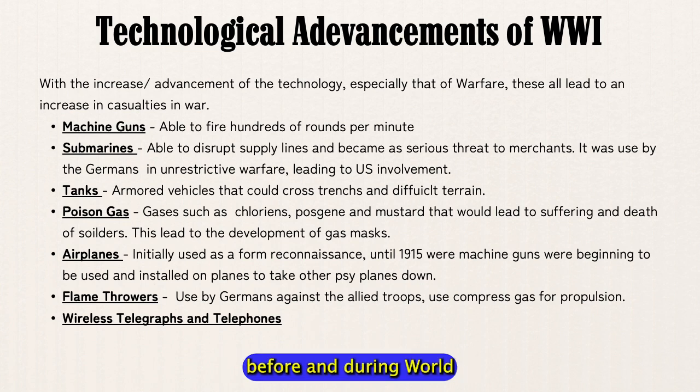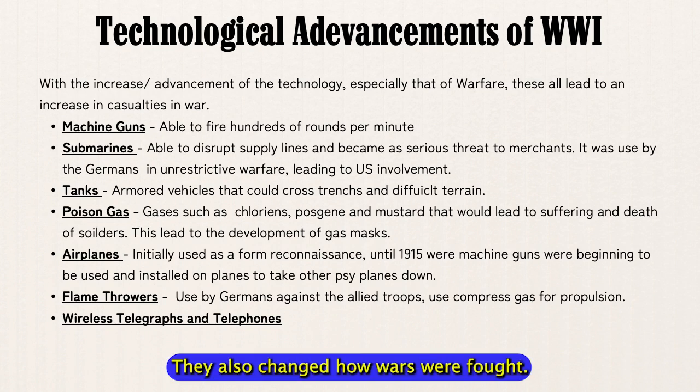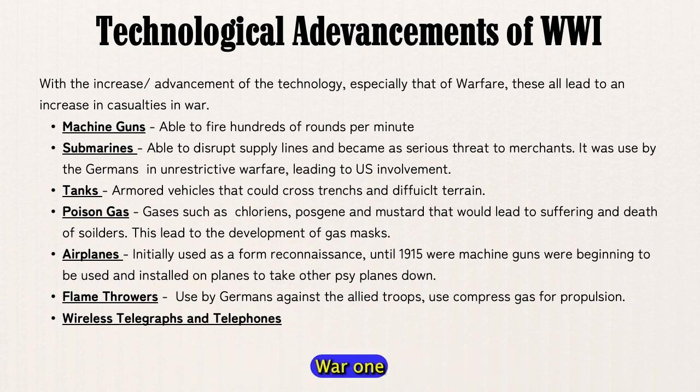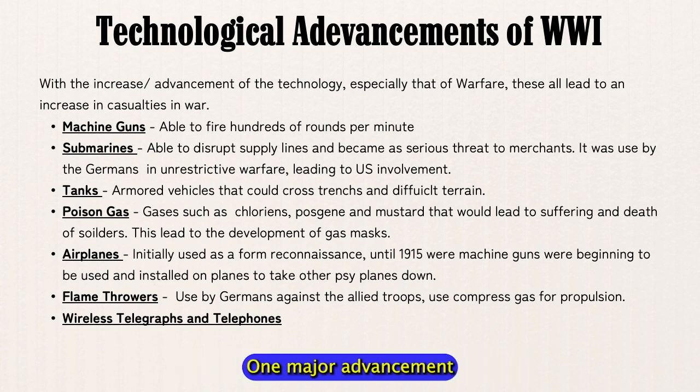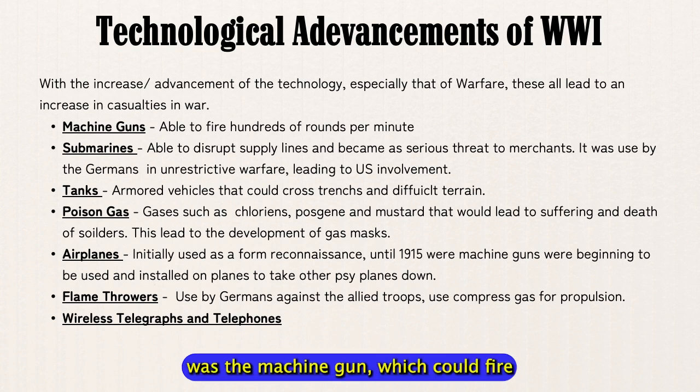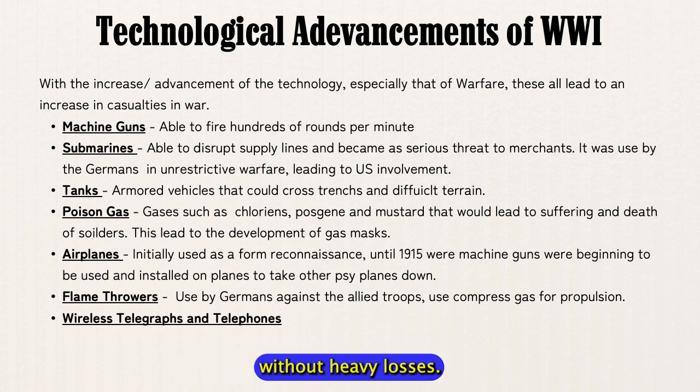Technological advancements before and during World War I had a significant impact on both sparking the conflict and prolonging it. These advancements in warfare technology made battles deadlier and caused a massive increase in casualties. They also changed how wars were fought, making World War I one of the most destructive conflicts in history. One major advancement was the machine gun, which could fire hundreds of rounds per minute, making it nearly impossible for soldiers to cross open fields without heavy losses.